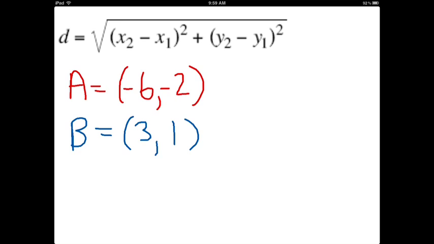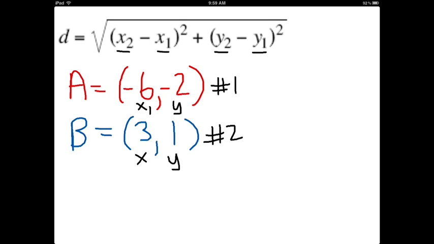Let's start with A. I'm going to suggest we do have x2 and x1 and y2 and y1 to designate your points. Since it's A, we'll say this here is point number 1, and B is point number 2. Remember, of course, the first number in each pair is the x, and the second one is the y. So you can write those ones out as well. This will be x1, this will be y1, this will be x2, and this will be y2.